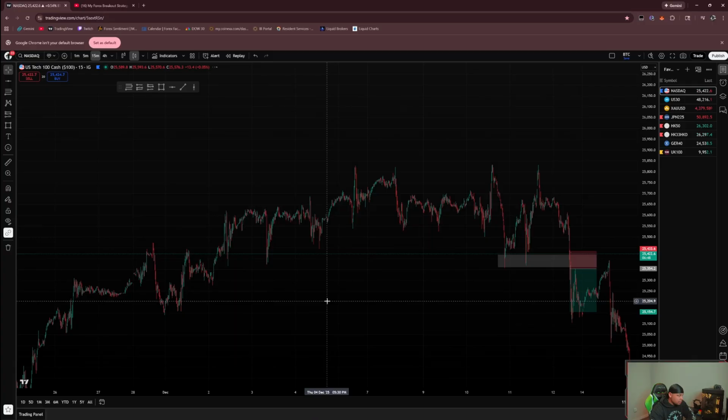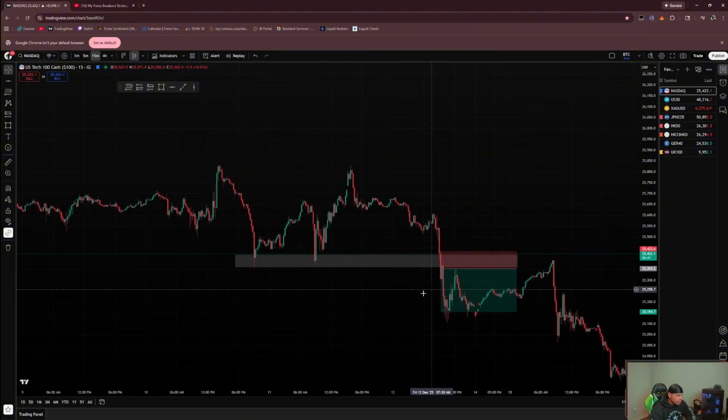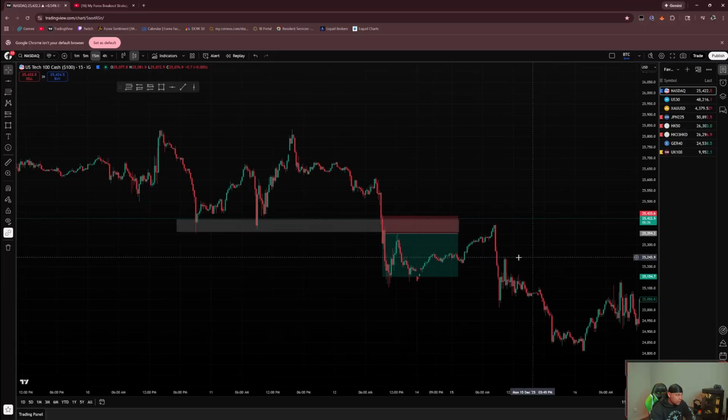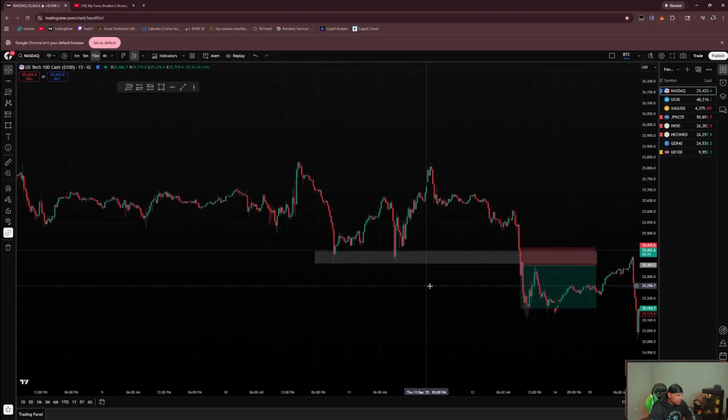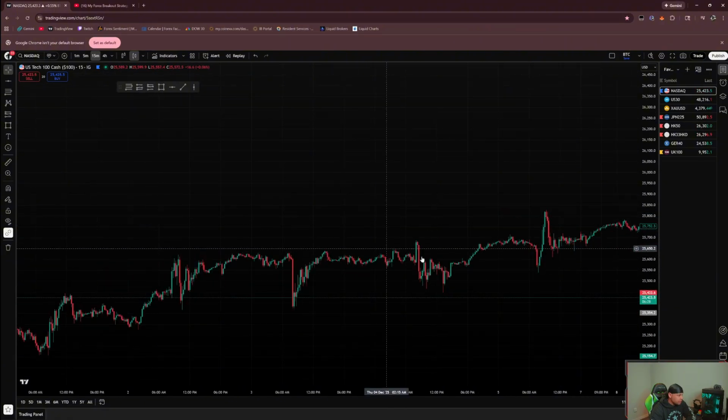And I targeted this zone here for my take profit, and got a 1 to 2.5 win on that one. And all these wins are in a matter of minutes, and even the losses can be in a matter of minutes. So here's a fake out here.